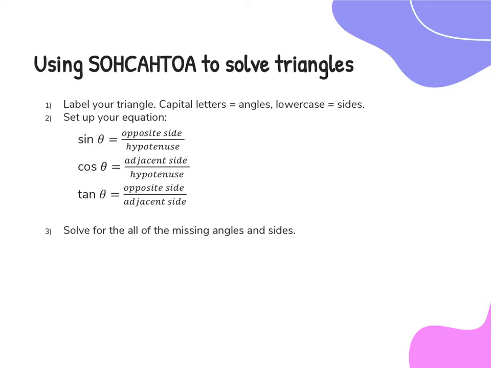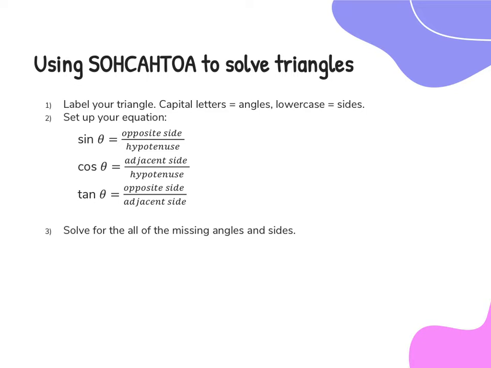So when we solve right triangles, we're going to be using SOH CAH TOA, so we're going to be using sine, cosine, and tangent. The first thing you're going to do is label your triangle. You're going to label the angles with capital letters, and you're going to label the sides with lowercase letters. The letter across from the capital letter will be the lowercase letter. I'm going to show you this in the next picture.